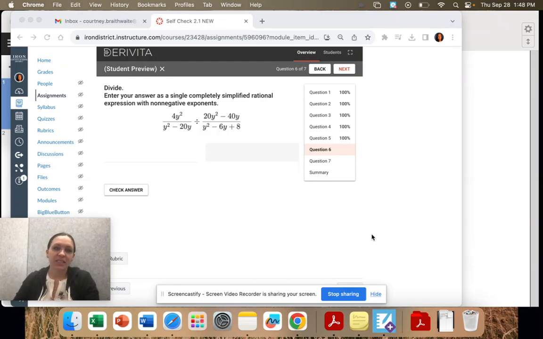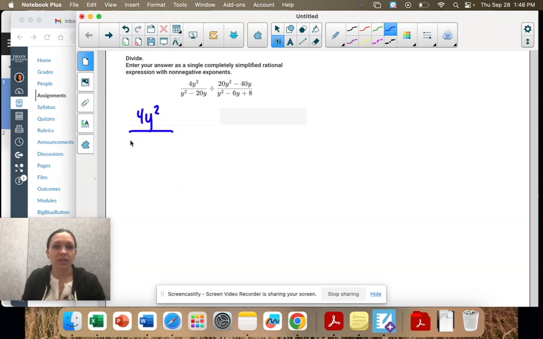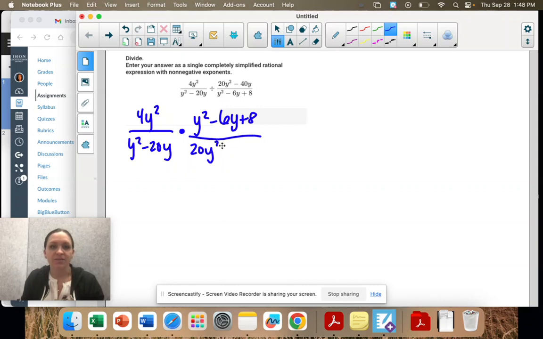All right, question 6. We are dividing, which means we are multiplying, right? So I'm going to write it correct this time. We repeat the first one, and then the second one we multiply by the reciprocal. So I'm going to flip the fraction. That's how you divide fractions.